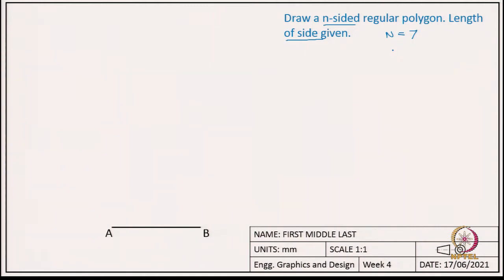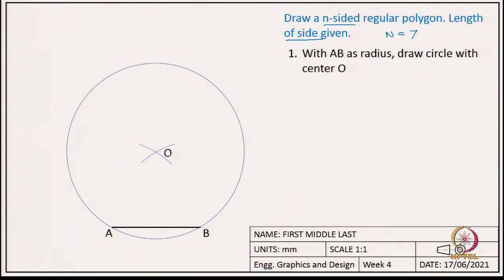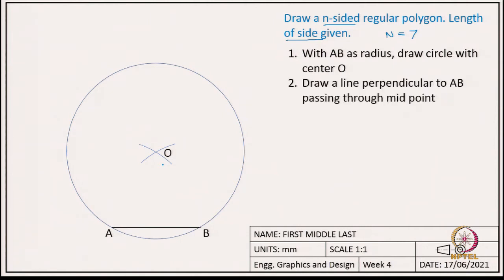Okay. So, let us see what the first step is. We draw a circle which passes through these points A and B, and we name the center of the circle as O. Okay. Now, the second step is to draw a perpendicular line to this line AB, which passes through the midpoint of AB.